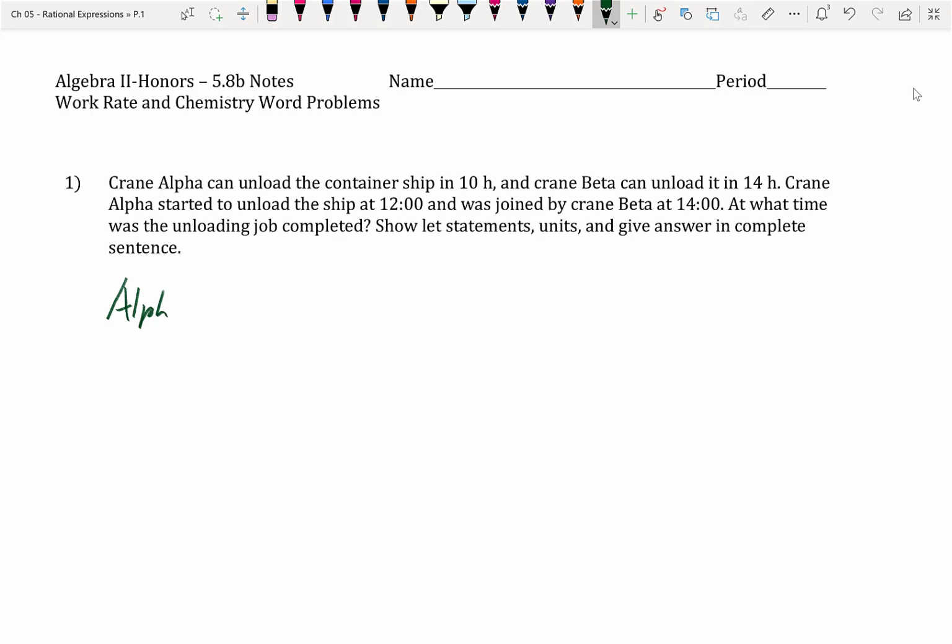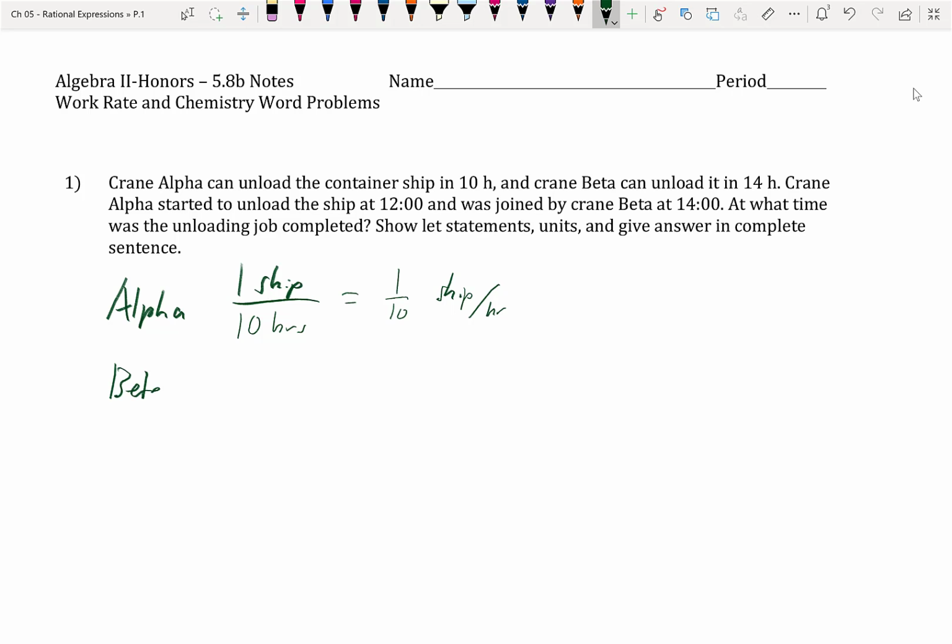What we know about Alpha is that the 10 hours defines its work rate. Alpha works one ship, 10 hours. That's its rate. When you do a rate, time always goes in the denominator. Just think about traveling in miles per hour or meters per second. This is going to be a rate, ships per hour, which is the same thing as saying 1/10 ship per hour. That's how fast it can do this.